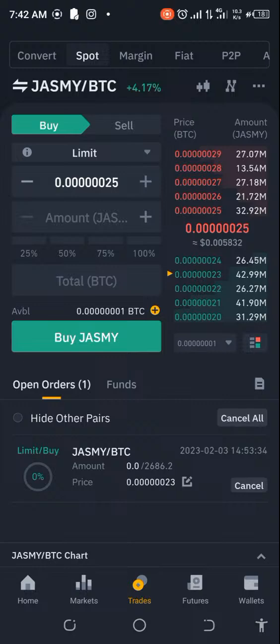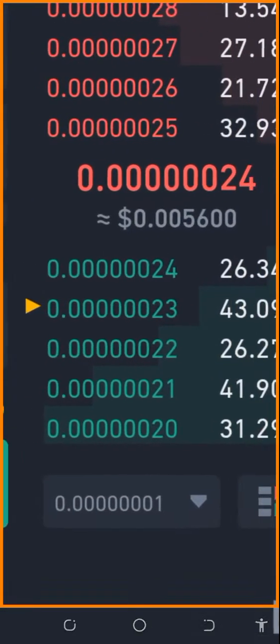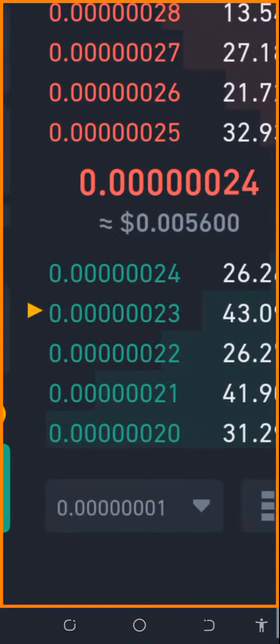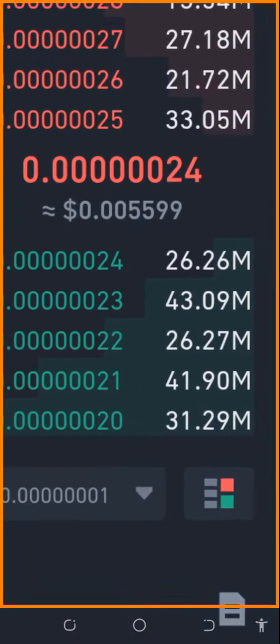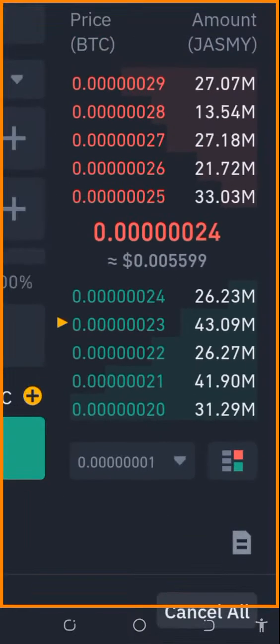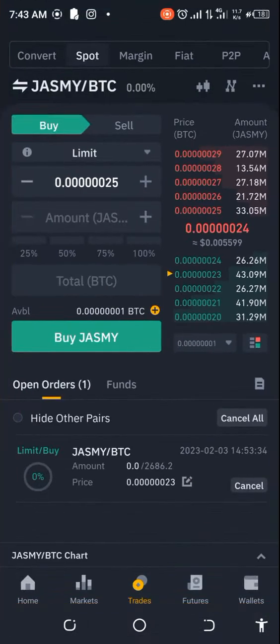Now we've waited long hours and we're seeing that we've not been able to buy Jasmine with BTC. The price has actually updated, as you can see here, the arrow is on 0.0023, and currently the market price that it has been on for a while is 0.000024, and it has been like that for a couple of hours, which means it's going to take a whole long while, probably about a day or thereabout, and that already is taking so long.